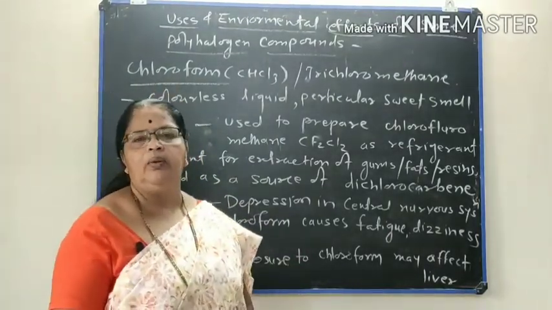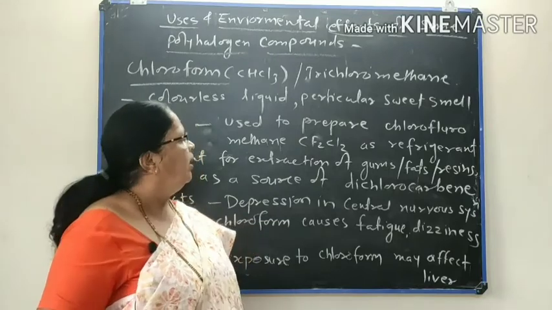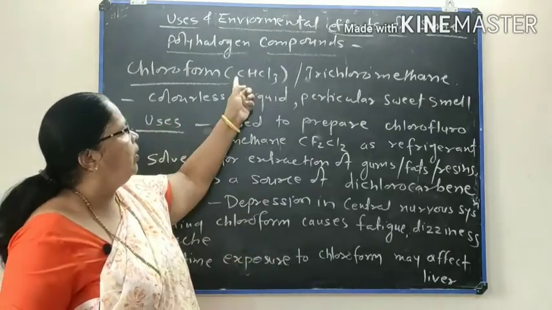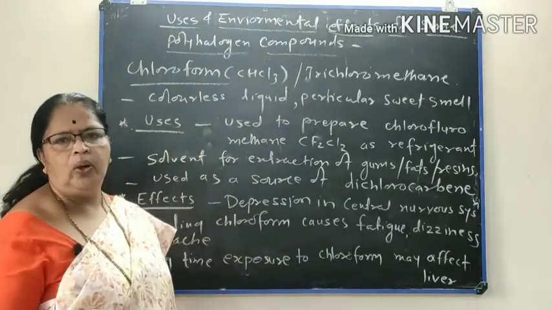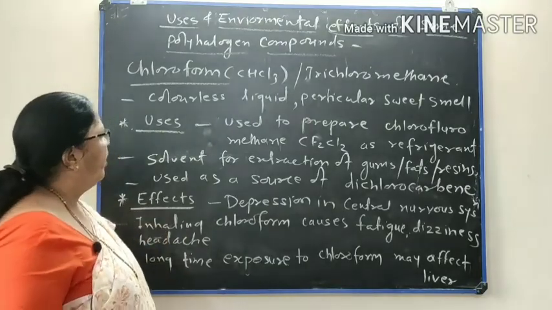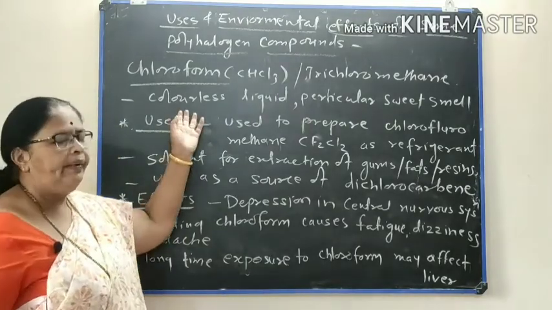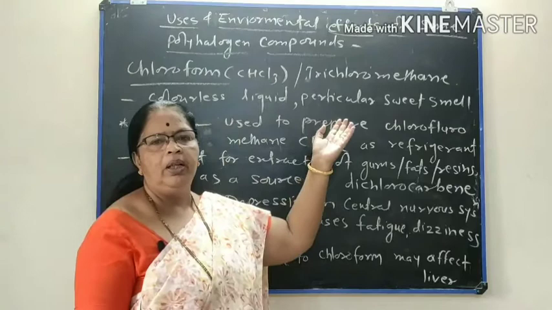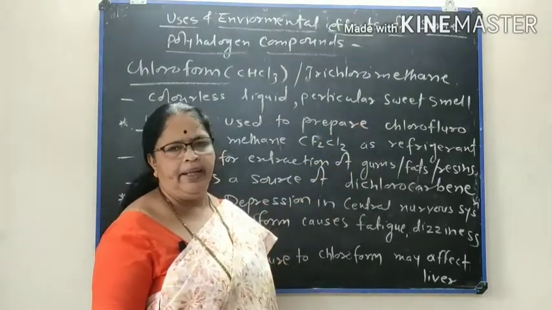Second compound, chloroform. Chloroform has a molecular formula CHCl3. It is also called trichloromethane. Chloroform is a colorless liquid having a particular sweet smell.